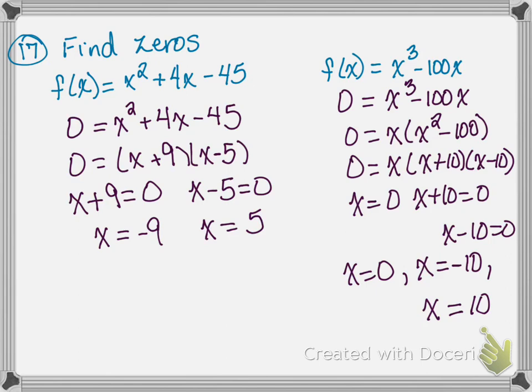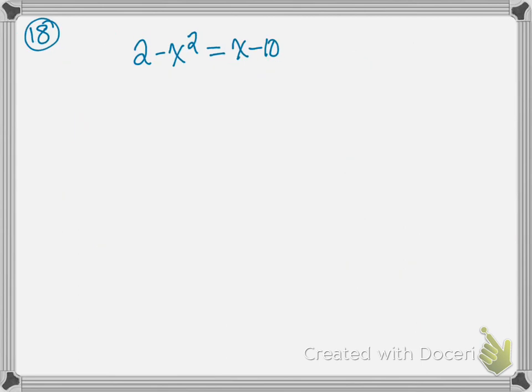For number 18, our next one is asking us to find all values of x for which f of x equals g of x. So what we do for number 18 is we set the two functions equal to each other, and then we solve. Because this is a quadratic, and we know that it's a quadratic because our x is raised to the second power, we have to solve it by setting it equal to 0.